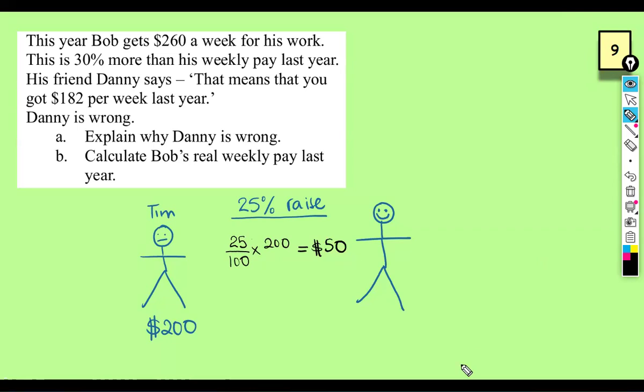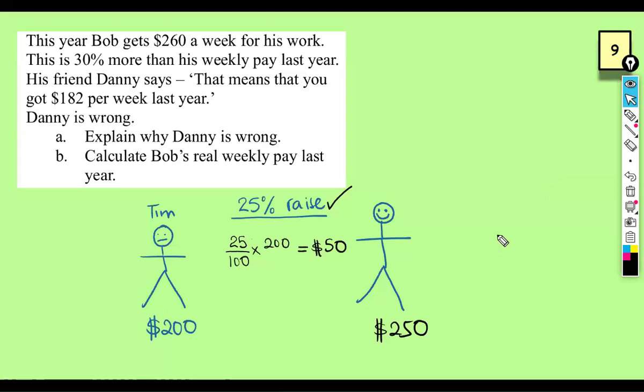$50. Okay? And so how much money is he going to be getting now? You're going to take this 50 and add it to the 200. So now he gets what? $250. The point is, when the value was supposed to get larger, you found 25% of it and you added it on. That was the normal procedure, okay?